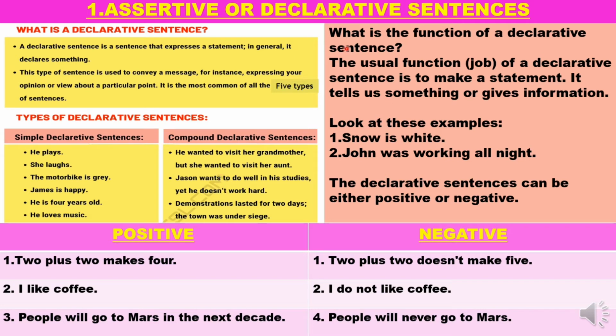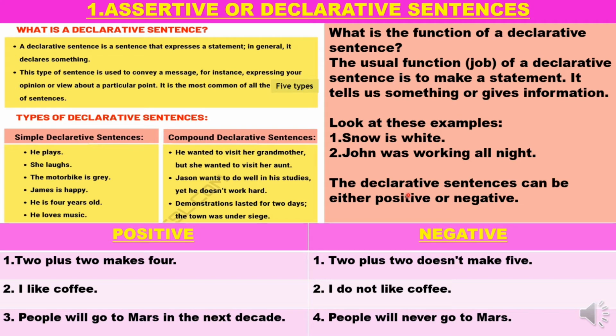Now let us see the function of a declarative sentence. The usual function or job of a declarative sentence is to make a statement. It tells us something or gives information. Look at these examples. Snow is white. It starts with a capital letter and ends with a full stop, and it is a statement that gives some idea. Now let us see another one. John was working all the nights. You can see here also it starts with a capital letter and ends with a full stop.